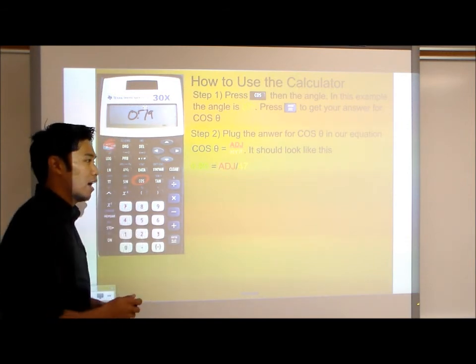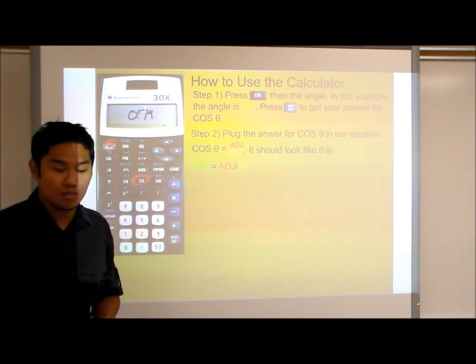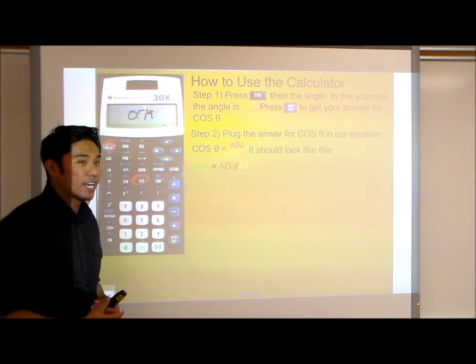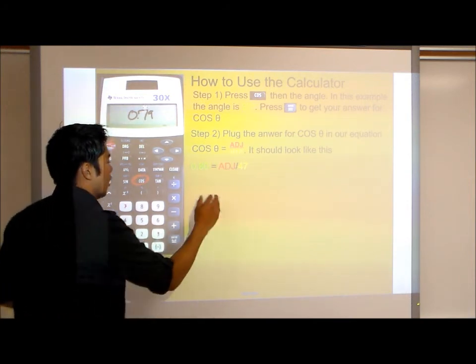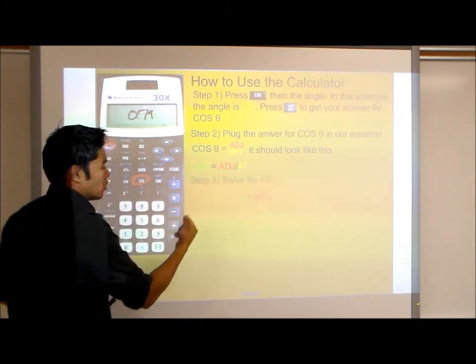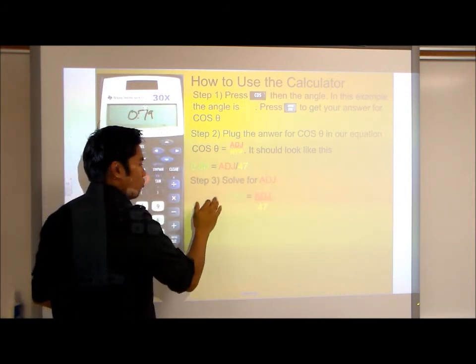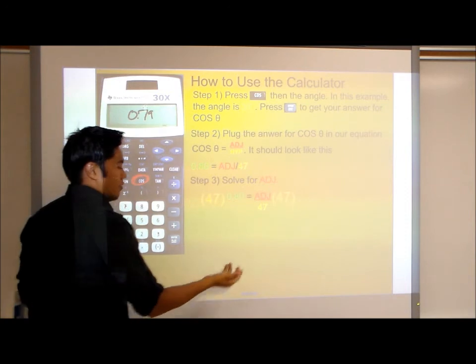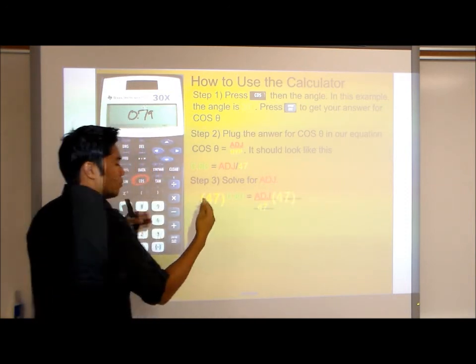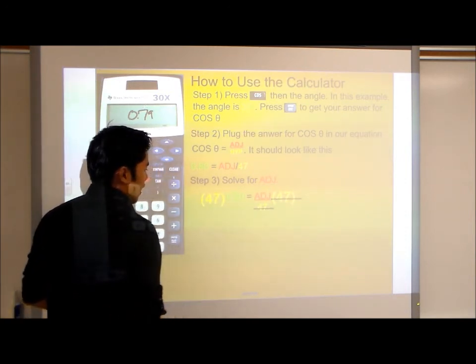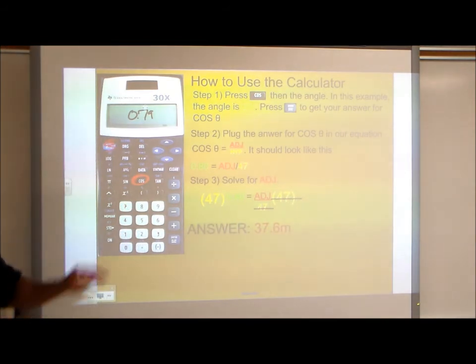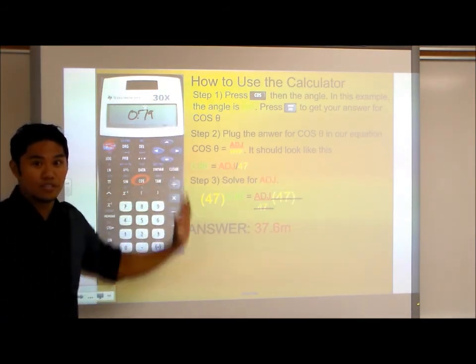Some people just cannot break the habit of solving for x. It gets kind of tricky later on, but that's okay. For now, that's fine. So you simply solve for x. We're dividing by 47, so we're going to multiply both sides by 47. On this side, they cancel out. You simply punch that in your calculator, and your answer is 37.6 meters from the ground. So that's how we found your adjacent.